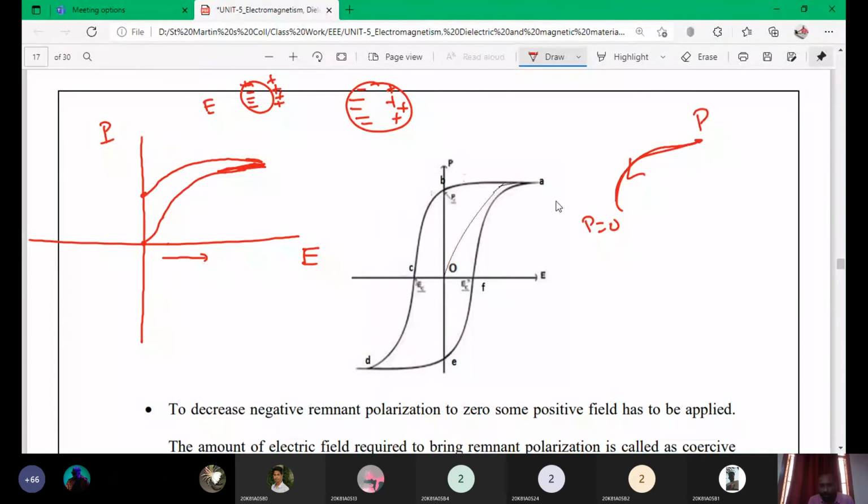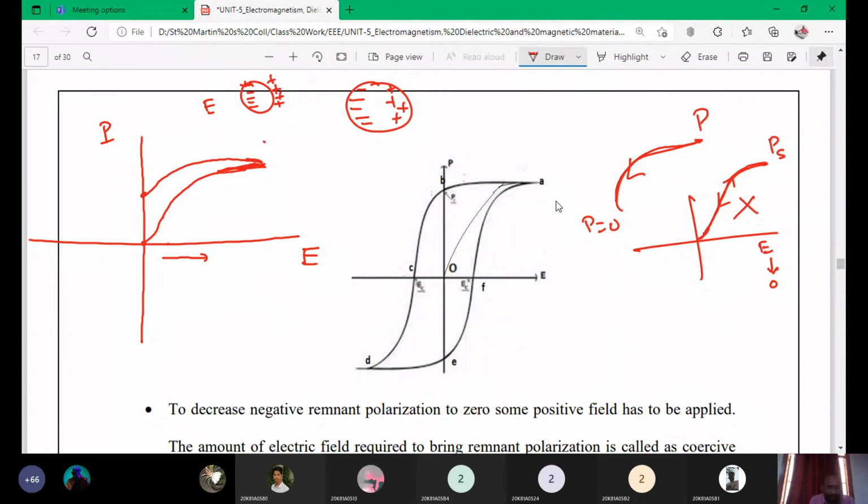So suppose you are applying an electric field, where this is the origin. When you apply the electric field, the atom gets polarized, and here it reaches saturation. PS means saturation polarization. If you reduce the electric field and it follows the same curve, then it is a reversible process. But this is not happening.